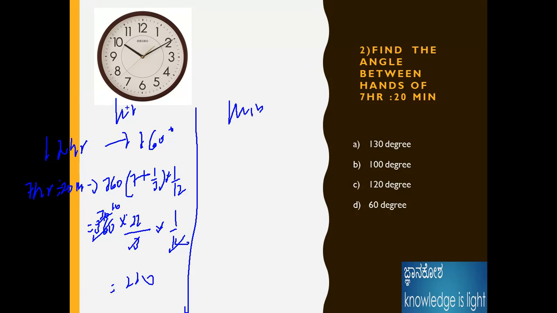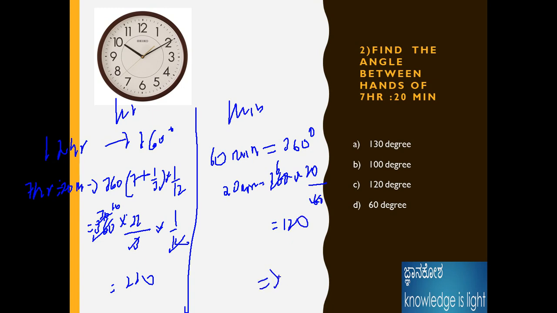For the overall thing, 60 minutes, 360 degrees should be covered. Therefore, for 20 minutes, 360 into 20 by 60, that is 120. Here 220. For this kind of problem we need to subtract.